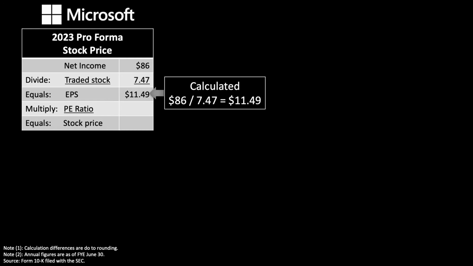Third, the earnings per share is then simple arithmetic, where net income of $86 billion is divided by 7.5 billion in outstanding shares to arrive at an estimated earnings per share of $11.49.